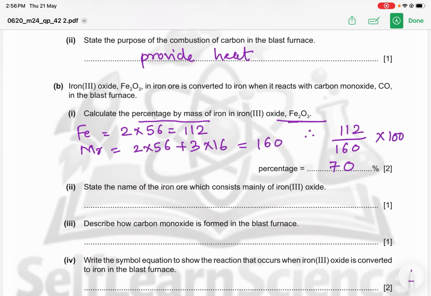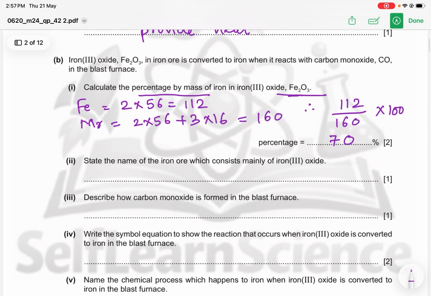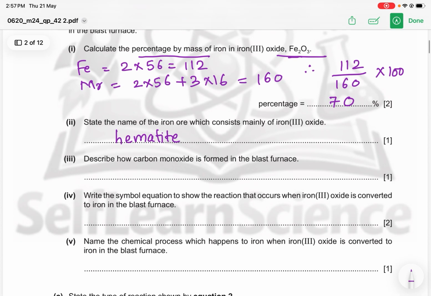State the name of iron ore which consists mainly of iron 3 oxide. We have learnt only about one ore, that is hematite. Next, describe how carbon monoxide is formed in the blast furnace. So carbon dioxide reacts with carbon and hence it forms carbon monoxide. So it is by reduction of carbon dioxide.